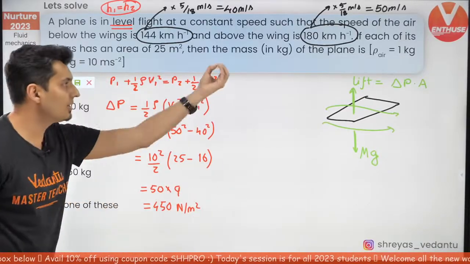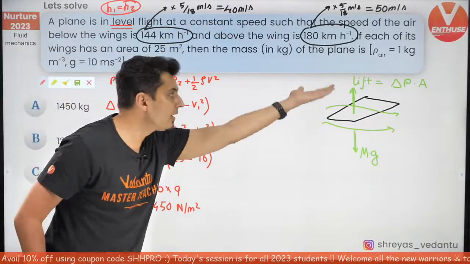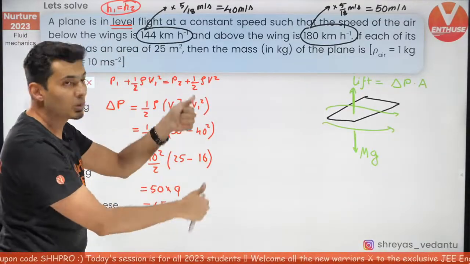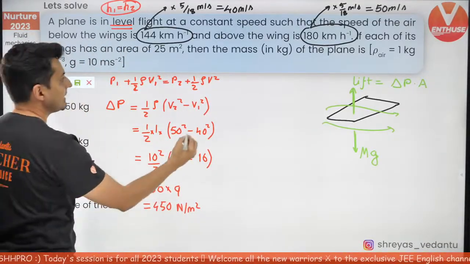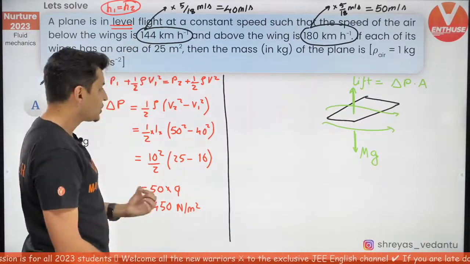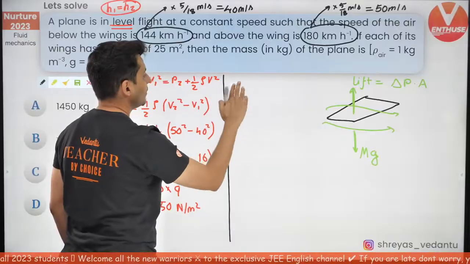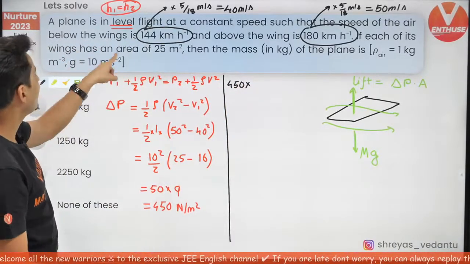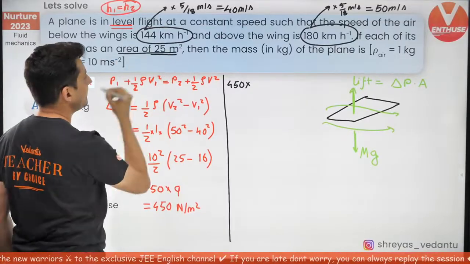Once you get pressure difference, you can find out the lift. From lift, you can find out the mass, because they both will be equal. So let's do that math and see what it is. Lift is pressure difference into area. So 450 into area. What is the area? Area is 25 meters square.